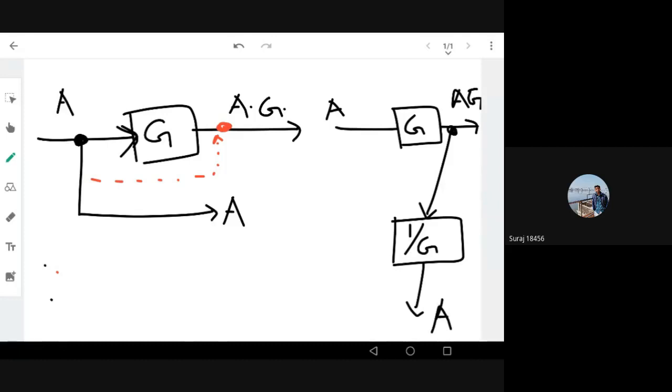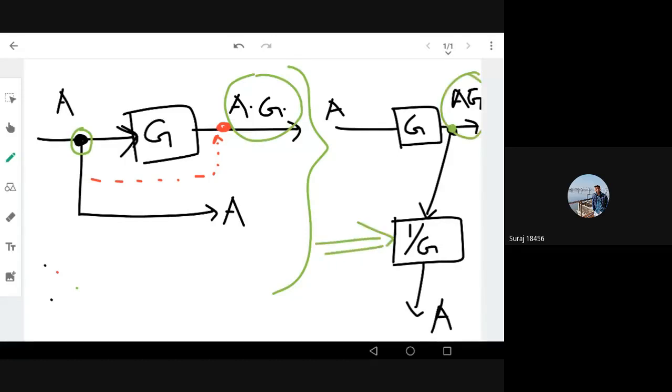So what have I done here? Both of these block diagrams are the same. The only difference is the branching point. In the first case, the branching point is before the gain block, before the input goes to the gain, and in the second, the branching point has been taken to the right side, after the amplification, after giving the gain to the signal. So the output AG remains the same, but I need a divider 1 by G, dividing the signal, so that I'll get the signal A back here also.